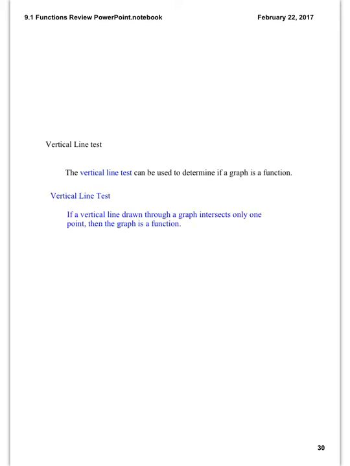The vertical line test is used when you draw a vertical line through a graph, and if it only intersects the graph at one point, then that graph is a function. Make sure you get this in your notes, please.